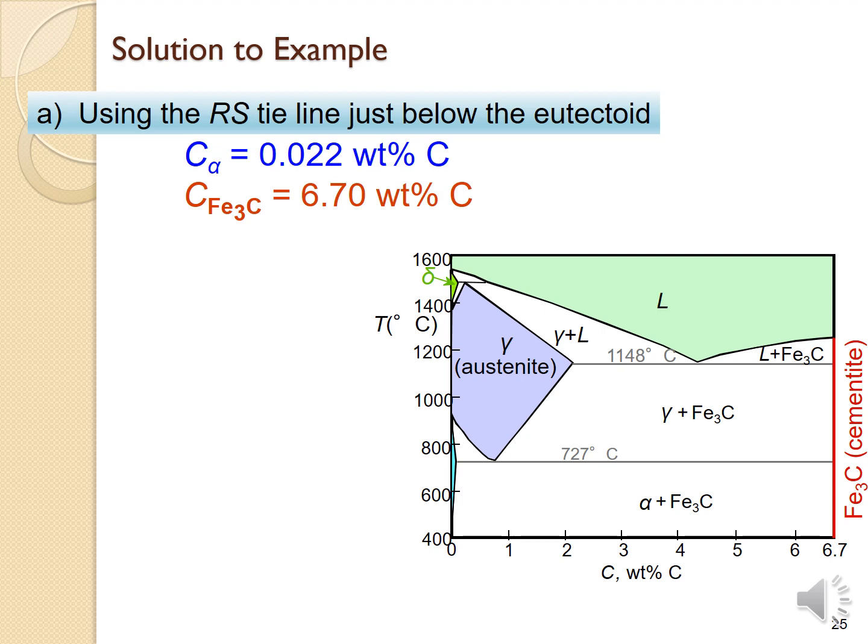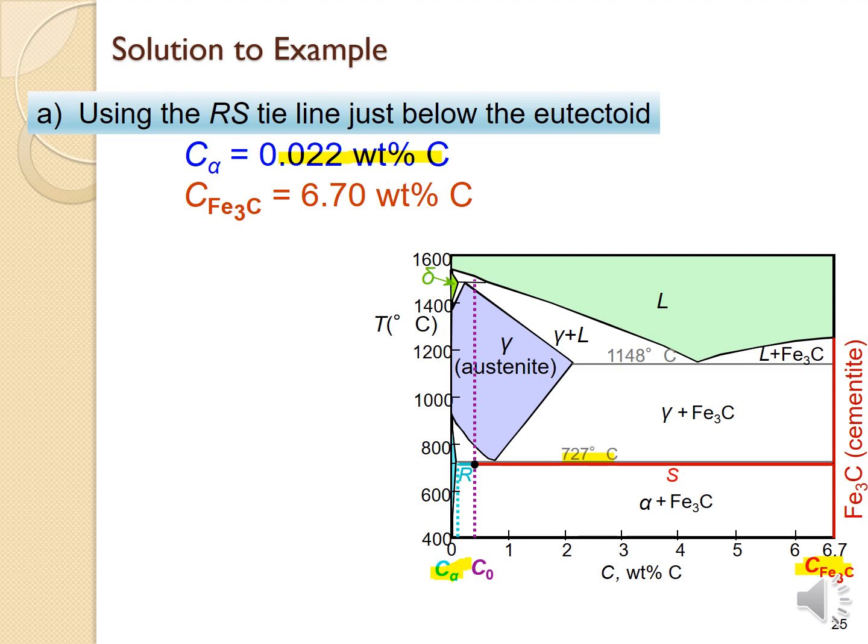First, find the compositions of cementite and ferrite. We just need to draw a tie line, right? The temperature we're looking at is right below the eutectoid reaction. So we're going to draw a tie line right below the eutectoid reaction temperature, and read the compositions off the composition axis. The C alpha, the composition of the alpha phase, is very close to 0, but it's about 0.022 weight percent of carbon.